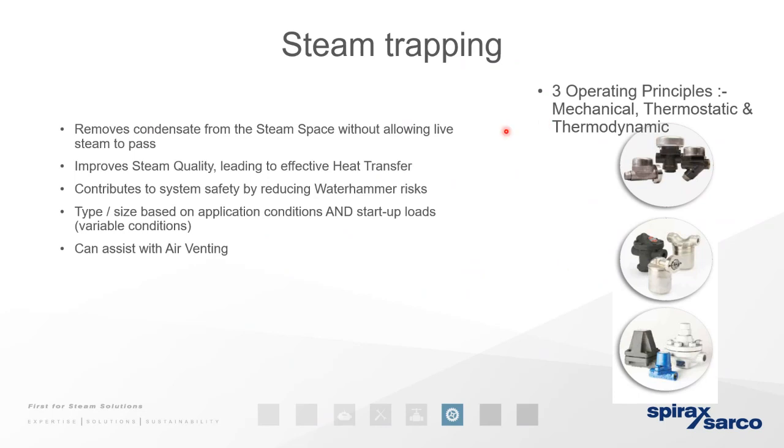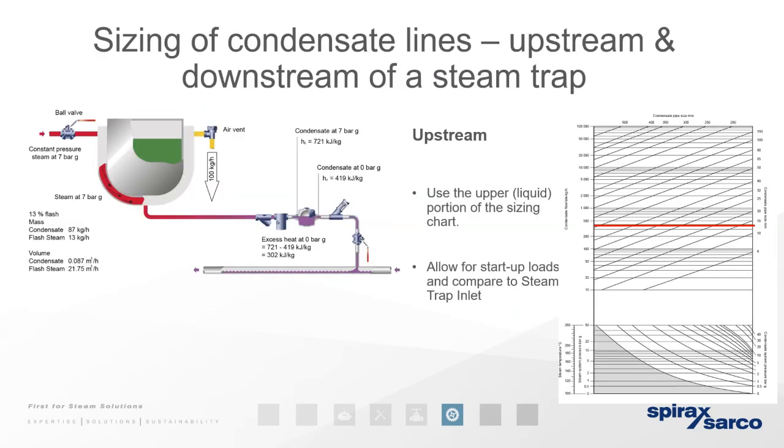There are three operating principles in steam traps that we have. First and foremost is the mechanical type, the thermostatic, and also the thermodynamic. And each of them has its own place within a steam system.